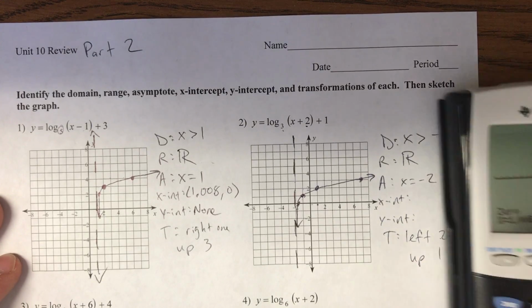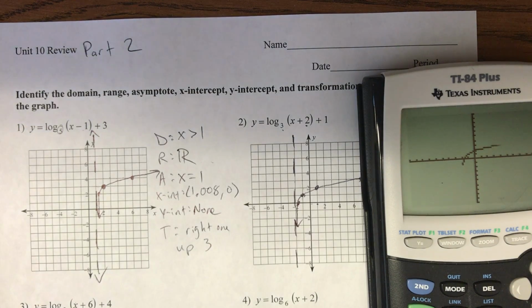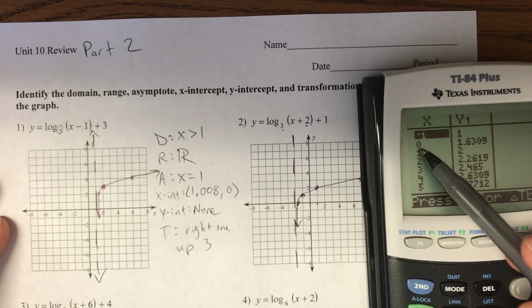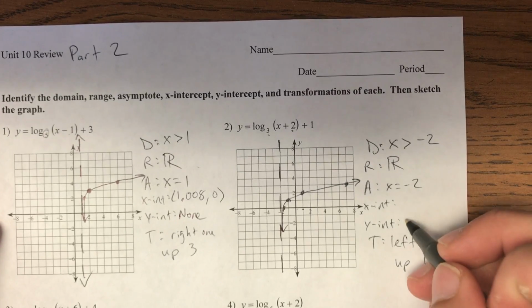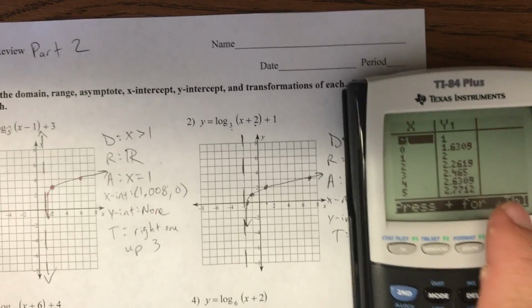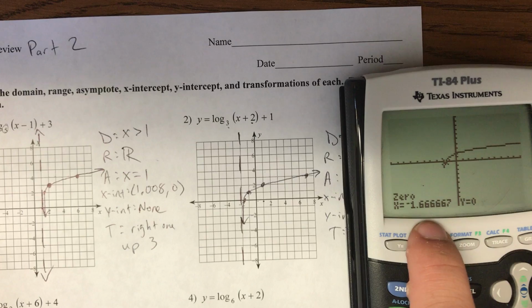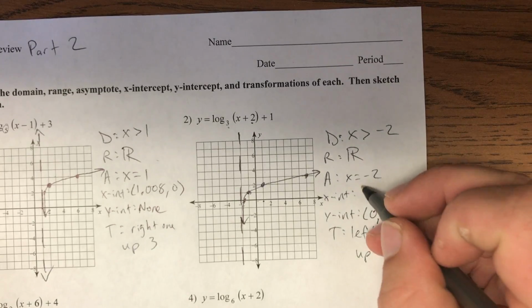This one does have an x and a y-intercept, so I'll put it in my calculator. Say log base 3, x plus 2, plus 1. And the easiest way to find the y-intercept, I'll go into the table. When x is 0, that's my y-intercept, and so 0, 1.63. To find the x-intercept, I'll do the same process. Second trace, do that 0 option. Go to the left side, and then go to the right side. And so -1.67.